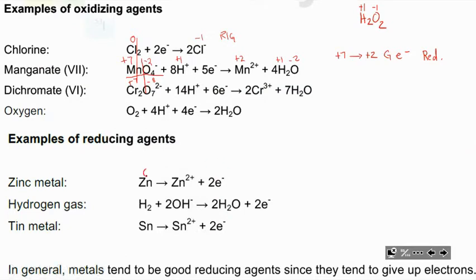Again, zinc here is a 0 because it's by itself. This hydrogen is going to also be a 0, and this tin is also going to be a 0. This is a +2. So if zinc went from a 0 to a +2, it had to lose electrons. And remember that oxidation is loss, so zinc was oxidized in this process.